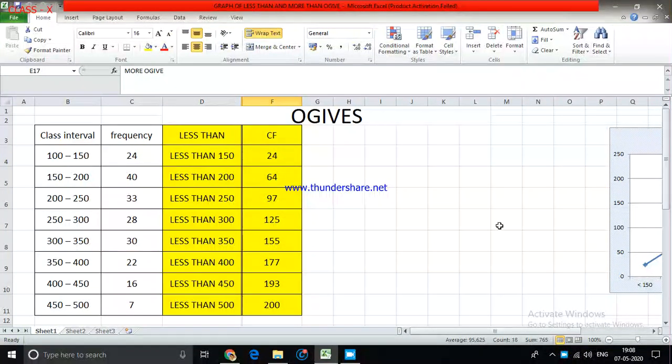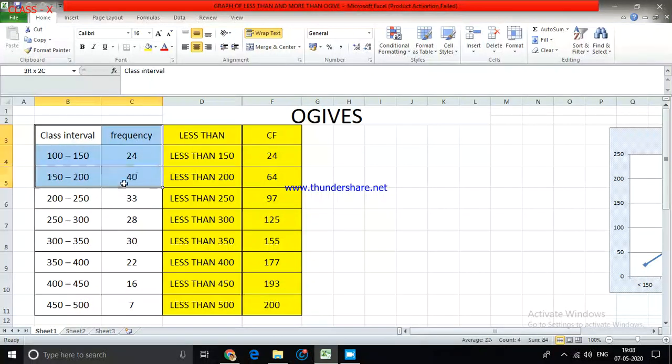Before you start watching this video, have one graph paper with you, maybe two or three graph papers, and a pencil, so that you can do it at the same time and understand the concept very easily. Now just take a quick review.